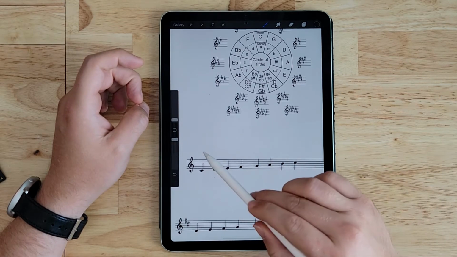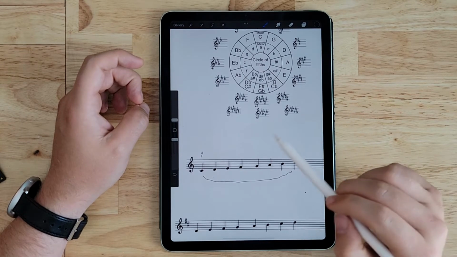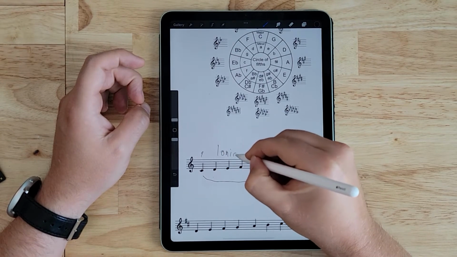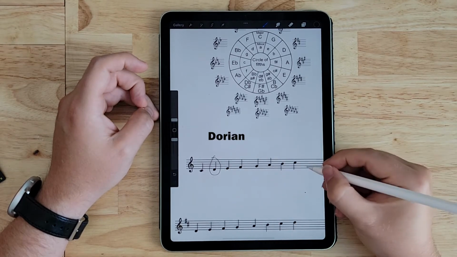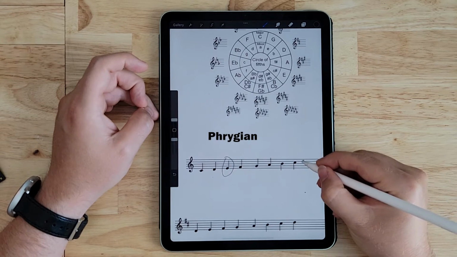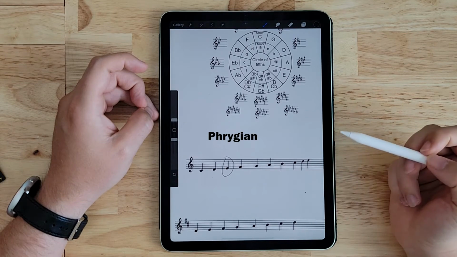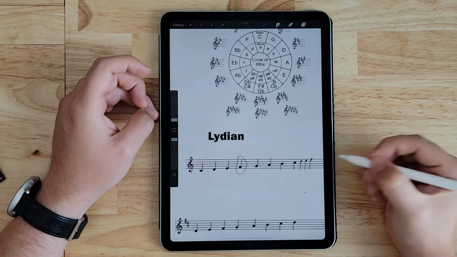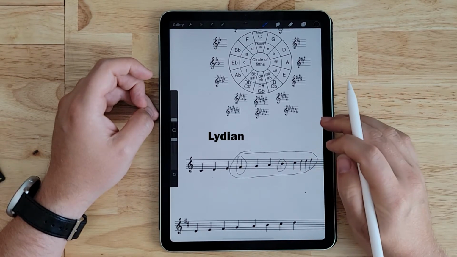So if we're starting from 1, going to 1 an octave over, we have the major scale, also called the Ionian scale. From the second degree, we get the Dorian mode. From the third degree, we get the Phrygian mode, which is a minor scale with a lowered second. From the fourth degree, we have the Lydian mode, a major scale with a raised fourth.